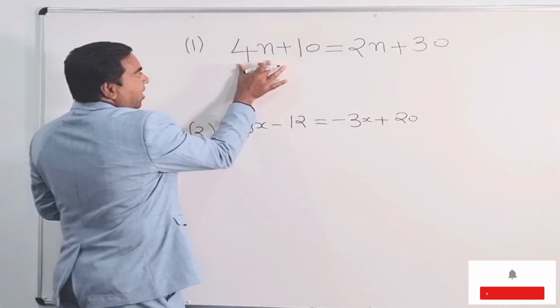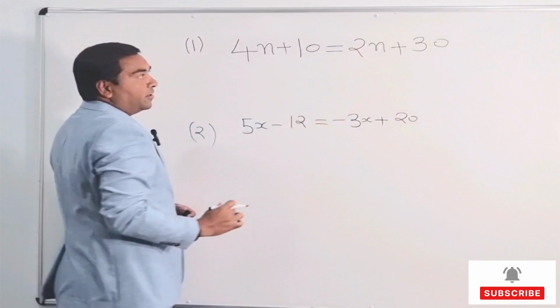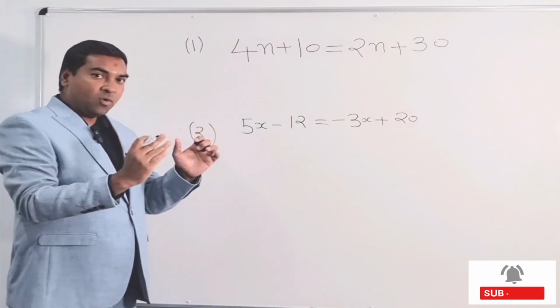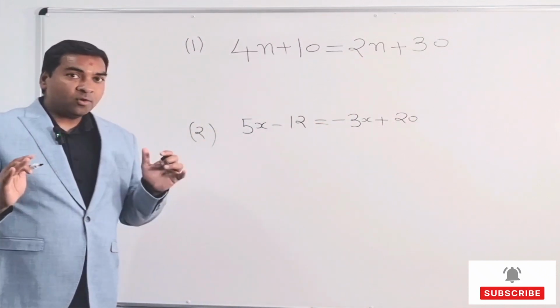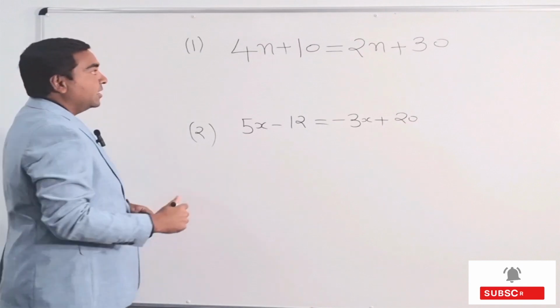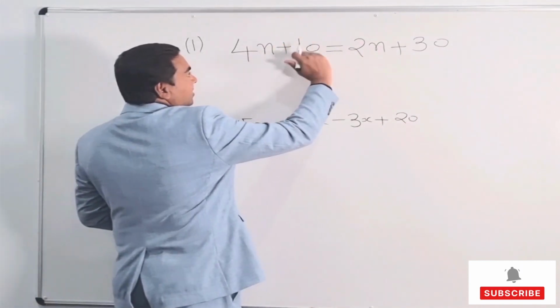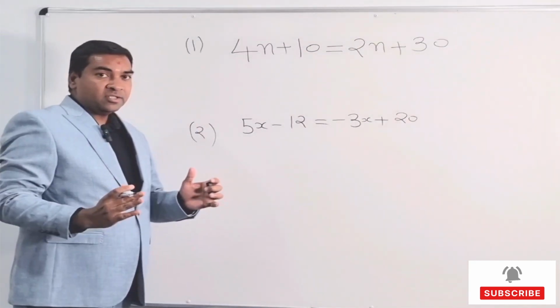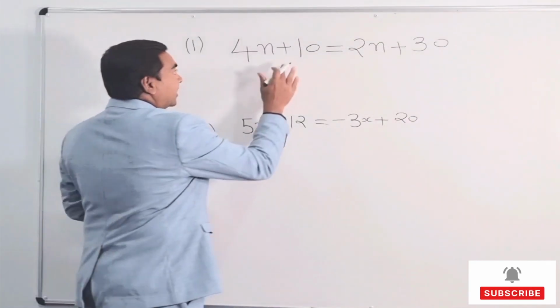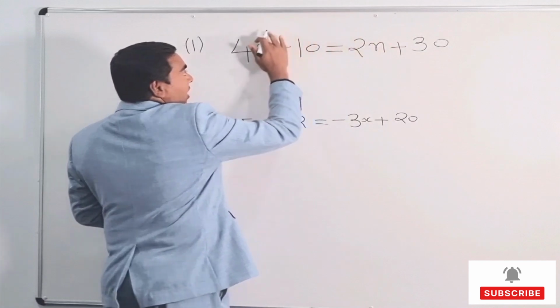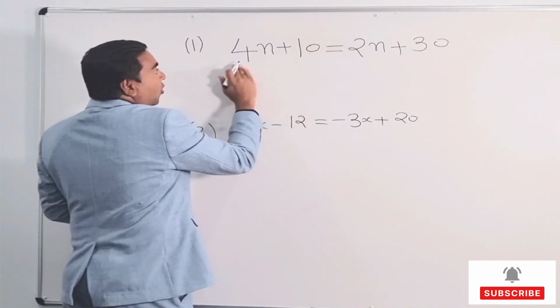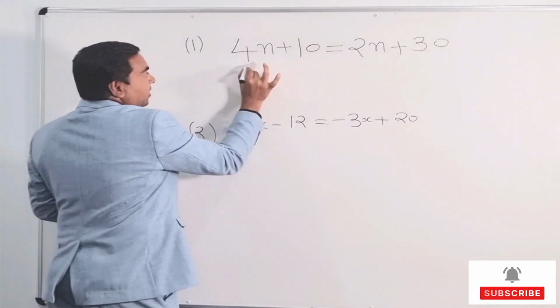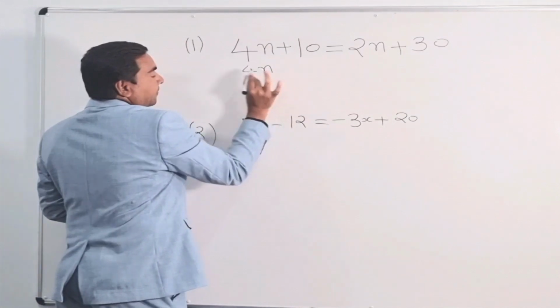So let's say I have got 4n here and 2n here, so I'm going to collect both the letters on one side. One thing you have got to be very clear about is, whenever you are moving letters and numbers, do not change the sign of the things which are not moving. Like in this case, I'll be moving 2n to the left hand side. So 4n is not moving, so I'll write down 4n as it is.